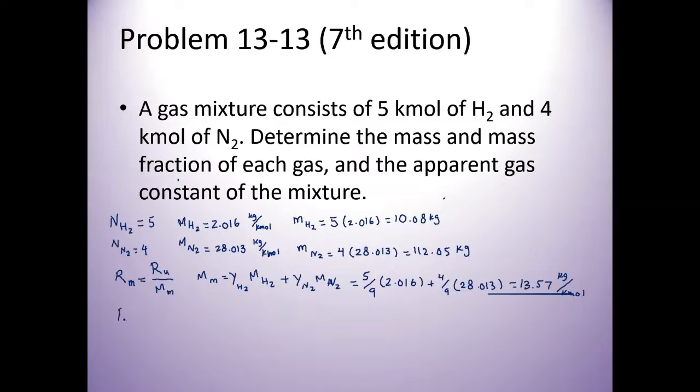And finally, gas constant for the mixture. Universal gas constant is 8.314. 8.314 divided by 13.57. The answer is 0.6127 kilojoules per kilogram per Kelvin.